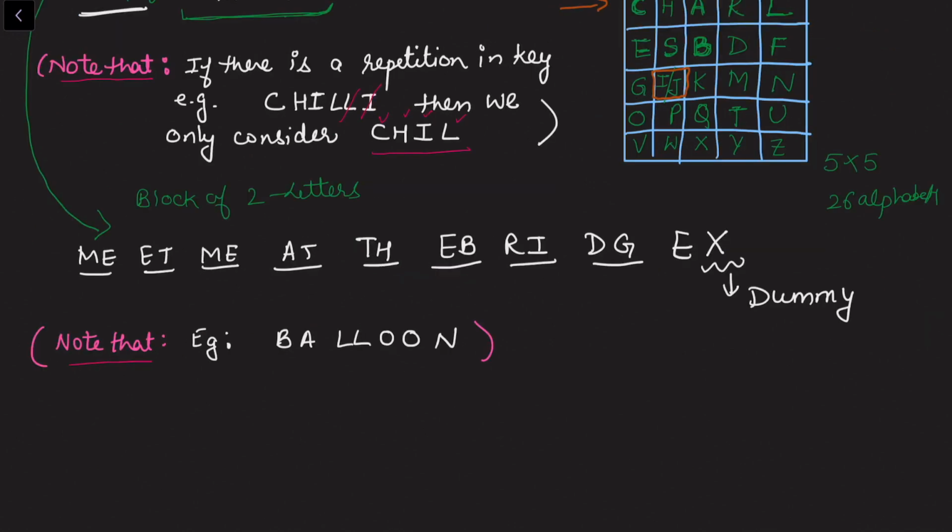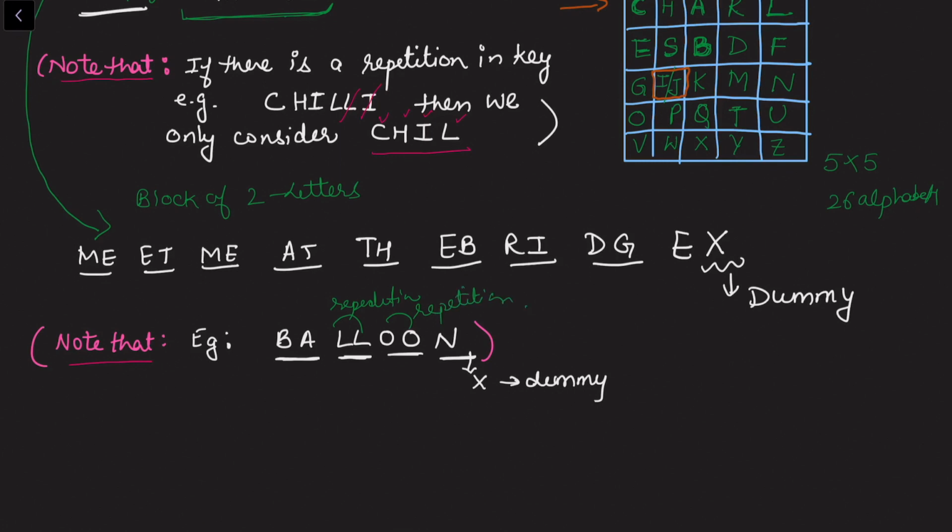We also need to know how to split this into blocks of 2. For this, let's see that if the plain text given is BALLOON, this is BA, LL, OO, and N is left alone, so here we are going to add a dummy. But this is not the correct way of putting this into blocks of 2, because you see that there is a repetition in a block. So this repetition we need to break.